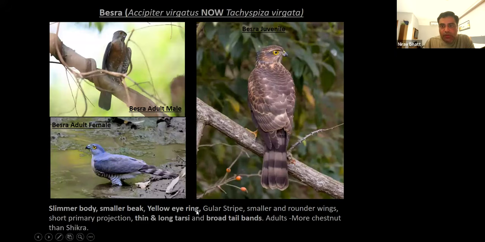Then it has a yellow eye ring. This is the most important pointer here. Okay, one, yellow eye ring. Second, the wings are rounded. So that's why it does not have very long wings in flight. And this is called the primary projection where it ends. The wings are shorter.